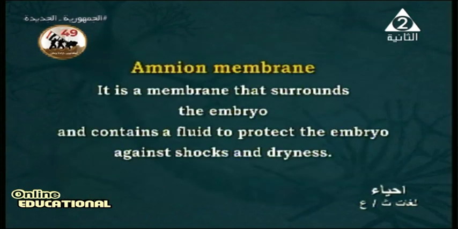The amnion membrane. What is the amnion membrane? It is the membrane that surrounds the embryo and contains fluid to protect the embryo against shocks and dryness. The baby must be surrounded by this fluid, which protects the embryo against dryness and shocks.